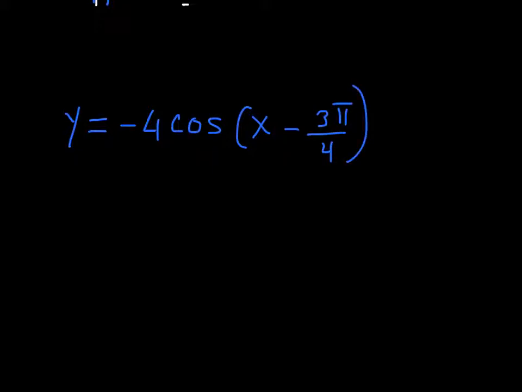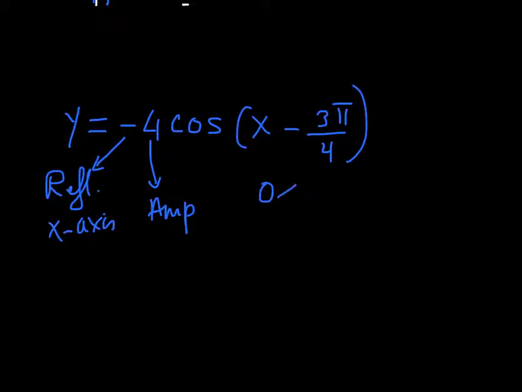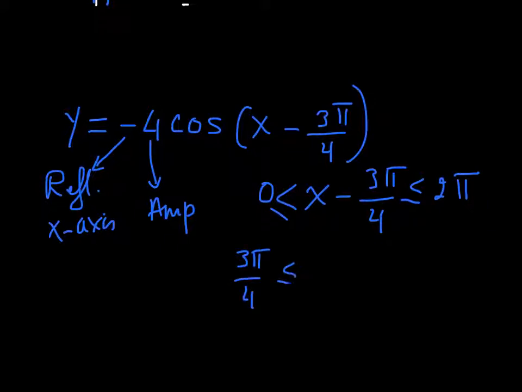Part H, graphing a secant function. We're just going to pretend it's going to be a cosine function, and the cosine is going to be x minus 3 pi over 4. Now keep in mind, this is going to be reflected over the x-axis. This is an amplitude of 4. And for the period, we're going to put it between 0, and we can put an equal here on the inequality, and 3 pi over 4. Add 3 pi over 4 to all 3 sides in order to solve for x, and we will get 3 pi over 4 less than or equal to x, less than or equal to 11 pi over 4.